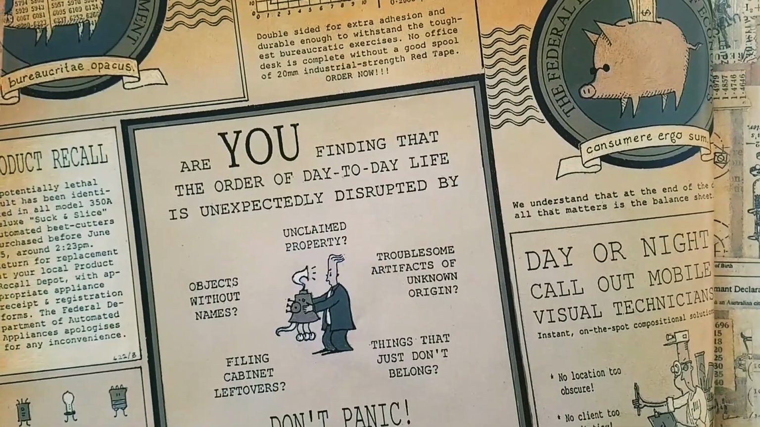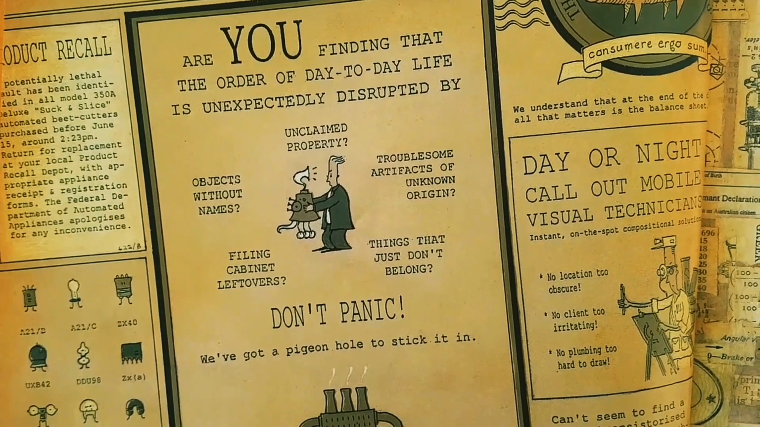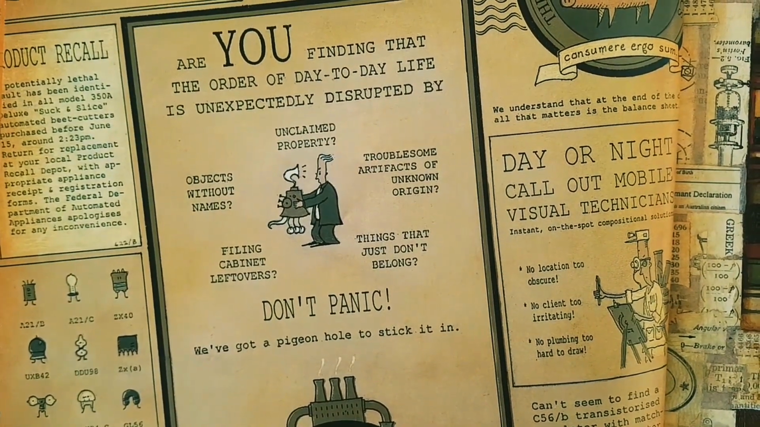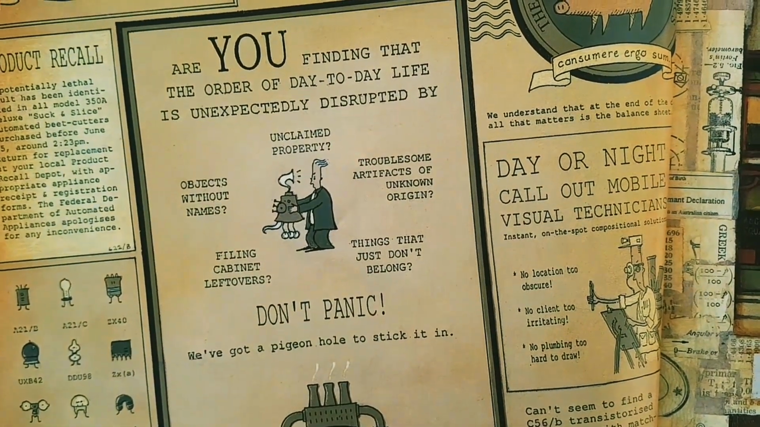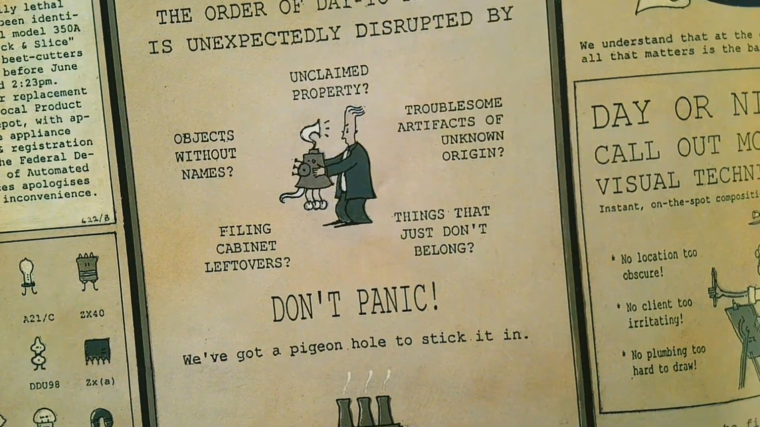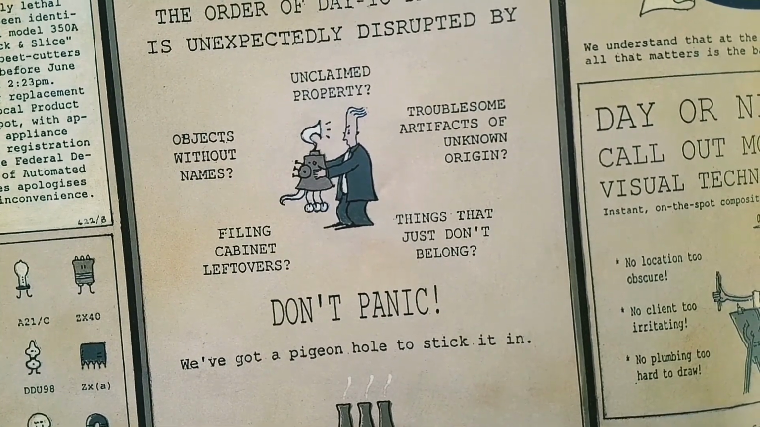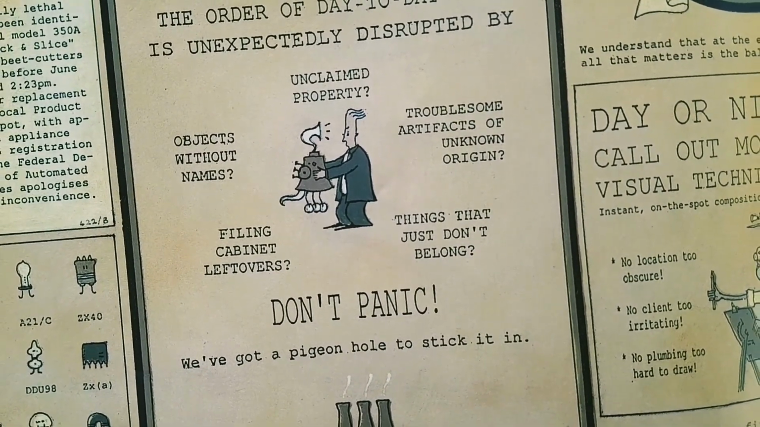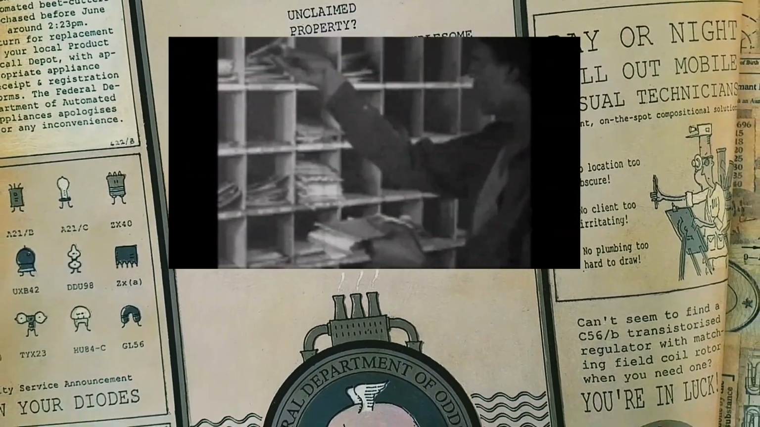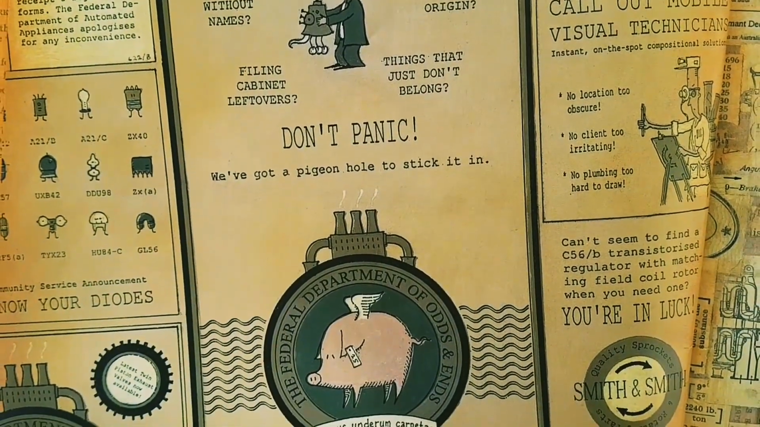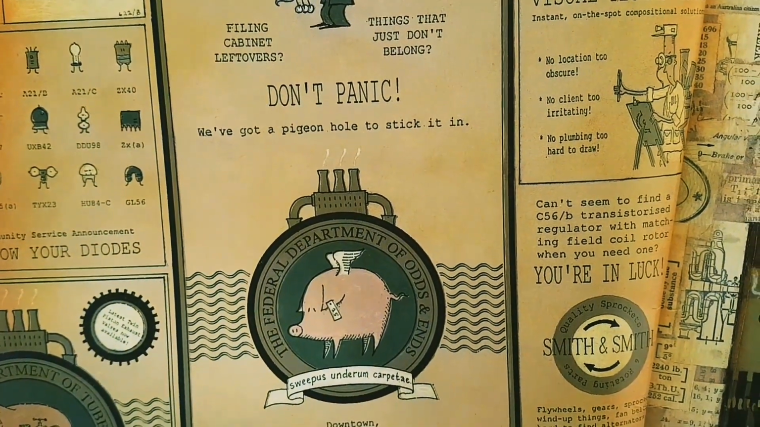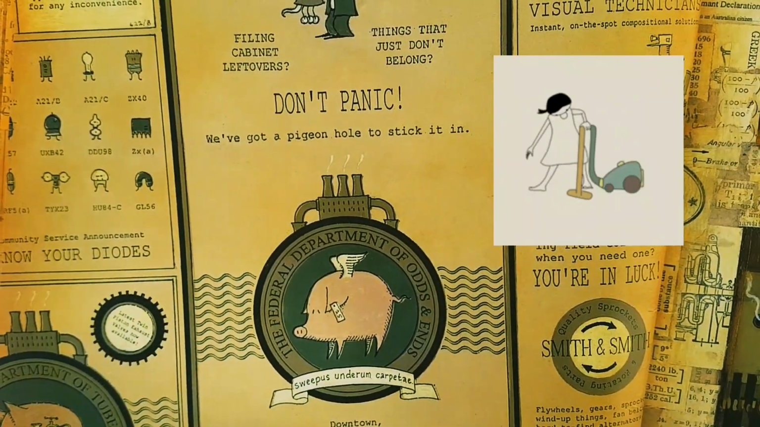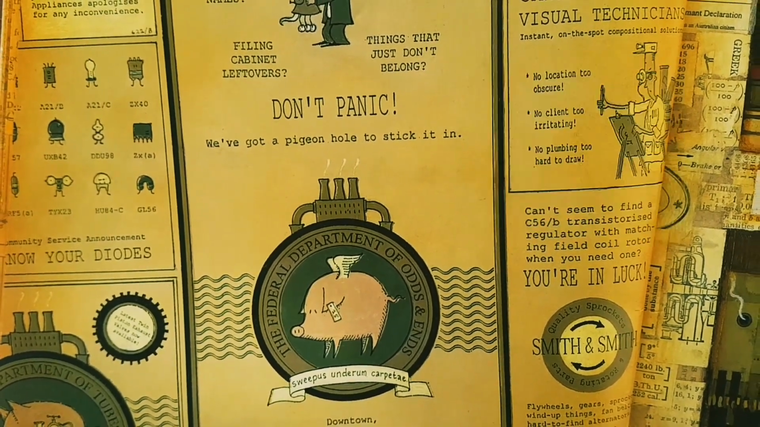This is the newspaper that the main character was looking in to try and work out what to do with him. And look at this ad. "Are you finding that the order of day-to-day life is unexpectedly disrupted by unclaimed property, objects without names, troublesome artifacts of unknown origin, filing cabinet leftovers, things that just don't belong? Don't panic! We've got a pigeonhole to stick it in. The Federal Department of Odds and Ends." And look at their funny motto, sweepus underum capite, because there is an expression where we say, if we don't want to deal with the problem, we'll just sweep it under the carpet.